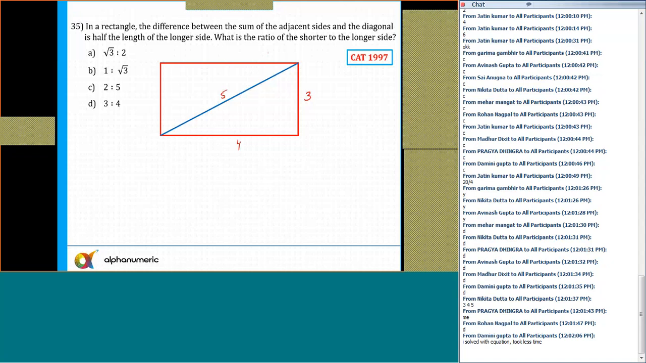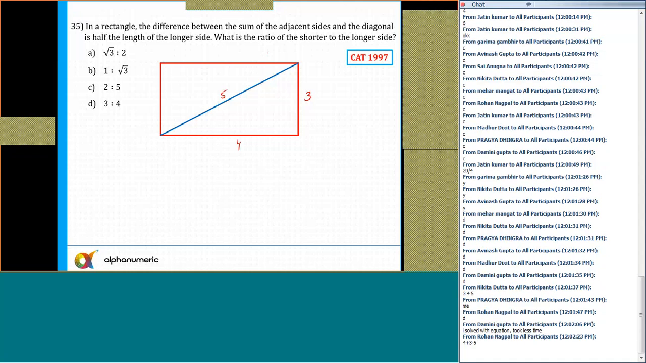You can solve with the equation, but you do not need to use equations. Remember, if you take the equations, it will take a lot of time here. Yes, Rohan. So the sum of adjacent sides is 4 plus 3, 7, minus 5, that is equal to 2, which is half the length of the longer side, and that is 4 by 2, which is equal to 2. So it is satisfied. Damini, you need to use the options also.